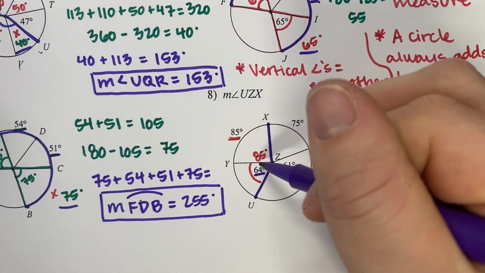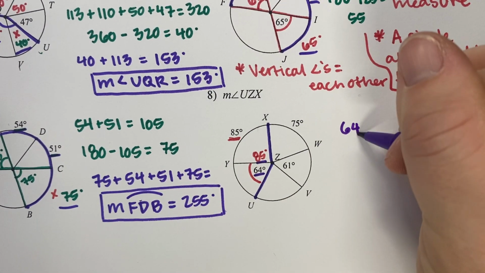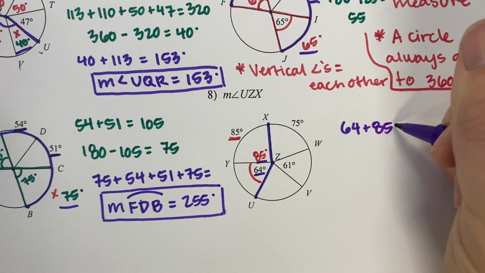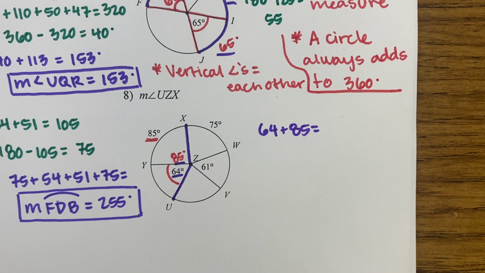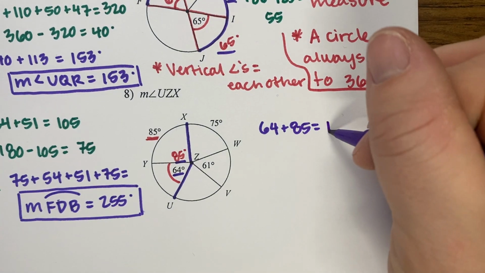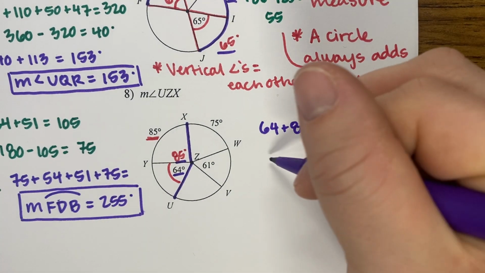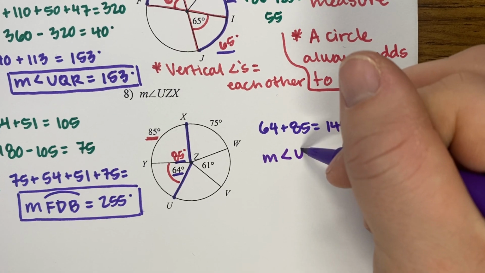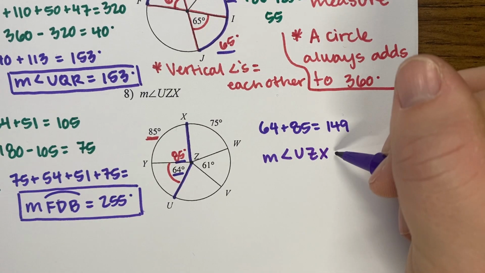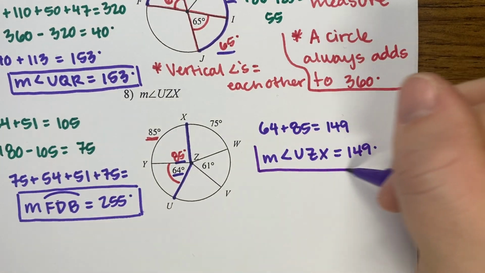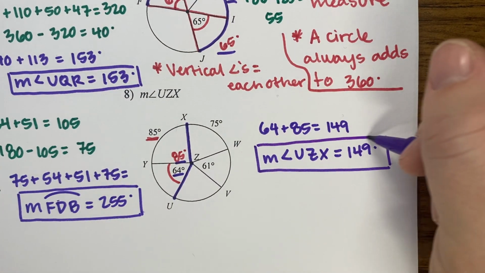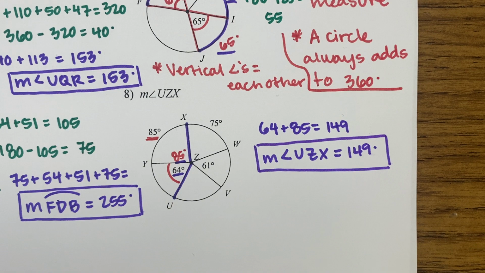Okay, so I have 64 plus 85. This guy's kind of an easier example. 64 plus 85 is going to give me 149. So we know that the measure of angle UZX is equal to 149 degrees. And there we go.